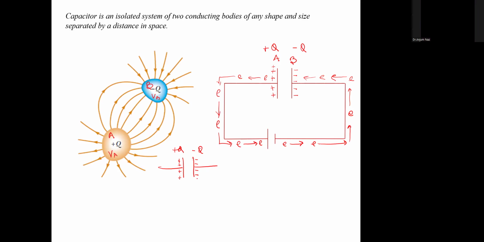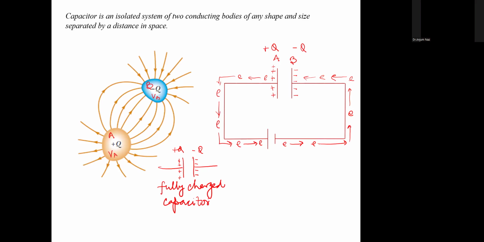A capacitor is a system of two conductors that can store a charge. With the help of this battery, we were able to store charge on these two plates, which are equal in magnitude and opposite in nature. This is a fully charged capacitor.